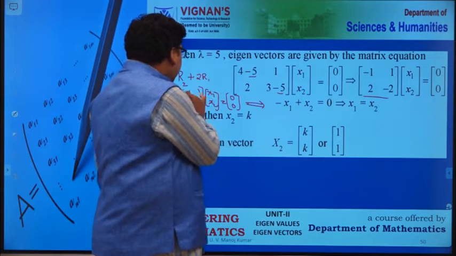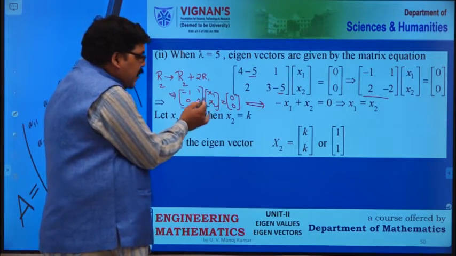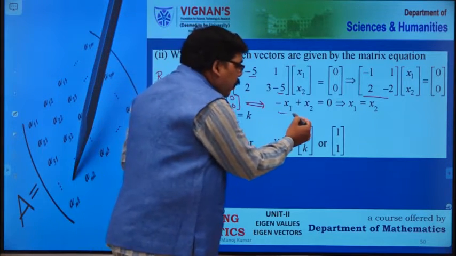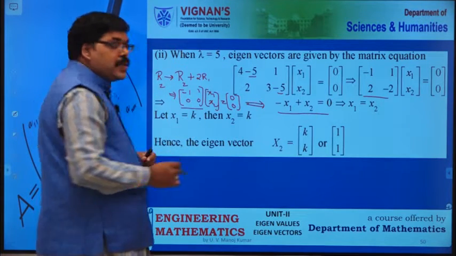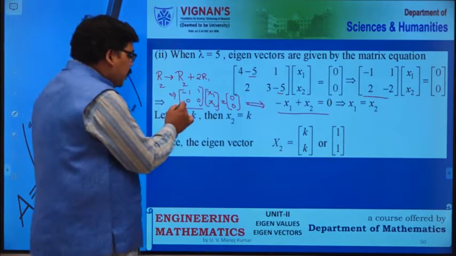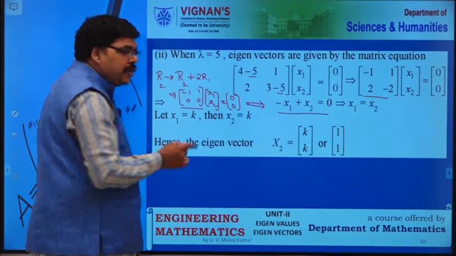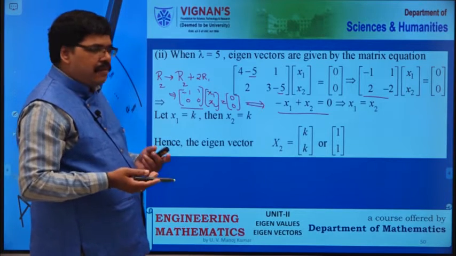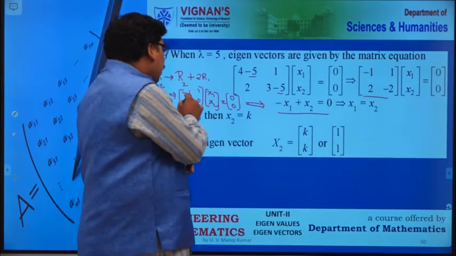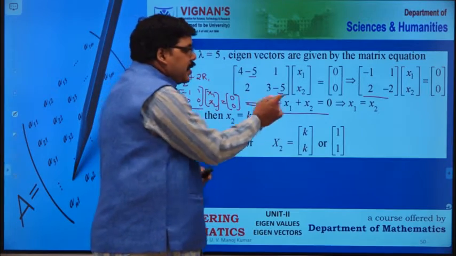From the first equation, if you multiply these two matrices, we get minus x1 plus x2 equals 0. And if you multiply the second row, 0 into x1, 0 into x2, we get 0 equals 0, so there is nothing to write. So if you multiply the first row, you will get this equation.